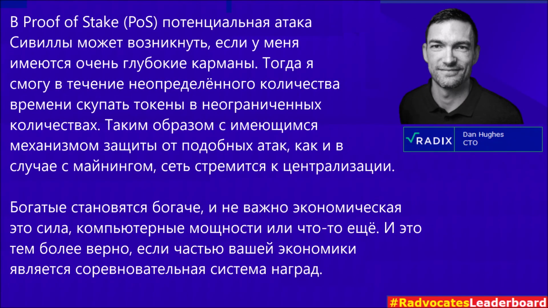Where potential issues come into play with things like Sybil is that with proof of stake, if I have deep pockets, I can acquire tokens, and there's no real limit to how many tokens I can buy over time. And generally, with that kind of Sybil protection mechanism, as we've seen with mining and with proof of stake, you just tend to get a centralization, right? The rich get richer, whether it's economic power, compute power, whatever it is, especially if you have a competitive reward scheme as part of your economics.